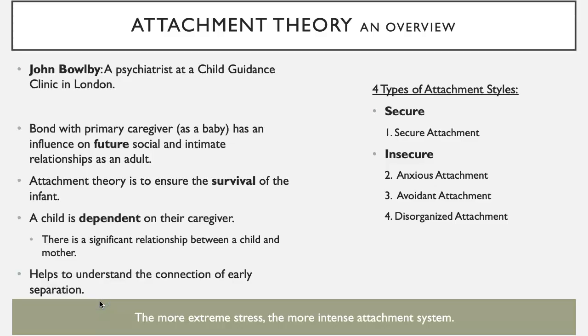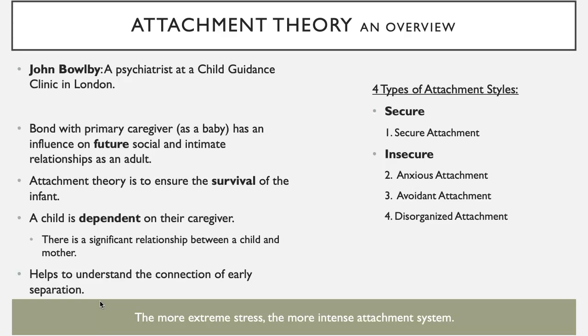So first is an overall on attachment theory. This was created by John Bowlby, who is a psychiatrist. He found out that a bond with your primary caregiver as a baby has an influence on your future adult life, especially with relationships. Basically, attachment theory as a baby is to ensure its survival. And your child is, again, dependent on your caregiver. And this helps us to understand the connection of early separation.